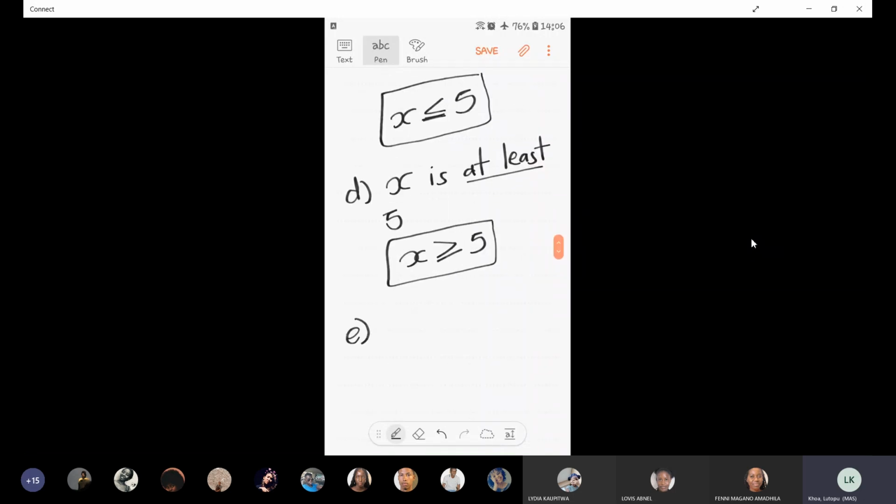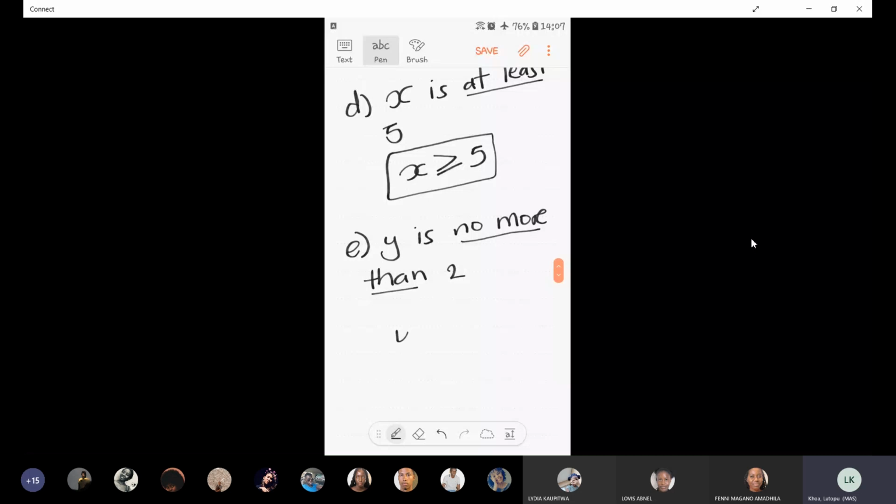And then the next one, y is no more than 2. Okay. So when it is no more than something, that means it is not bigger than something. That is the most it can be. So when we say y is no more than 2, it means that 2 is the maximum. So this one, we say y is less than or equal to 2. So 2 is our maximum because y is no more than 2.